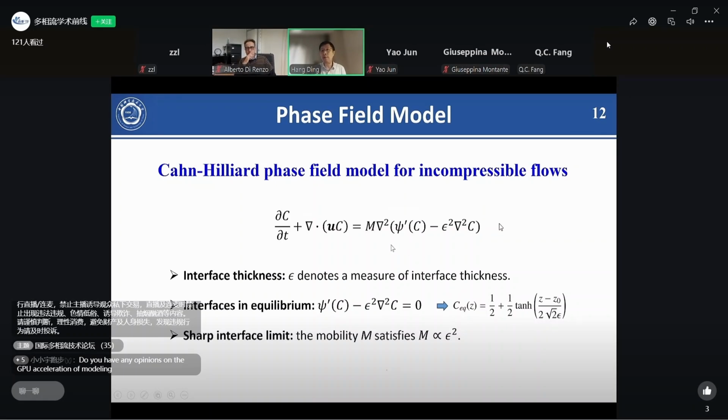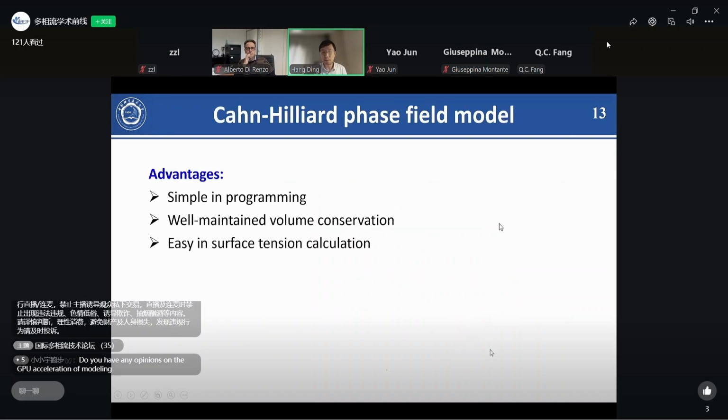For the diffuse interface model, it's very important to have the sharp interface limit. That means when the thickness of the interface approaches zero, or epsilon goes to zero, the right-hand side of this equation should vanish as well. To ensure these properties for the Cahn-Hilliard model, the mobility M should have a scaling of epsilon squared, of this order.